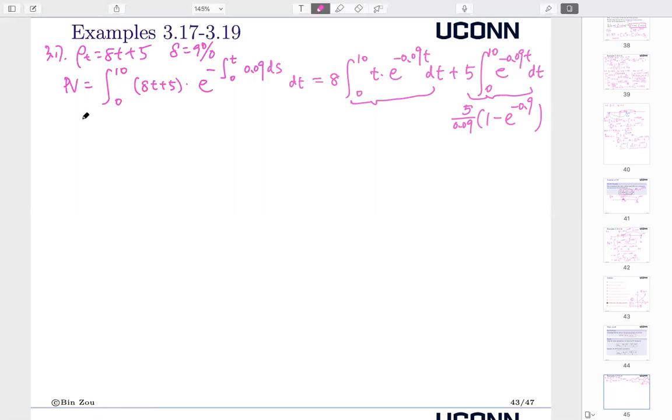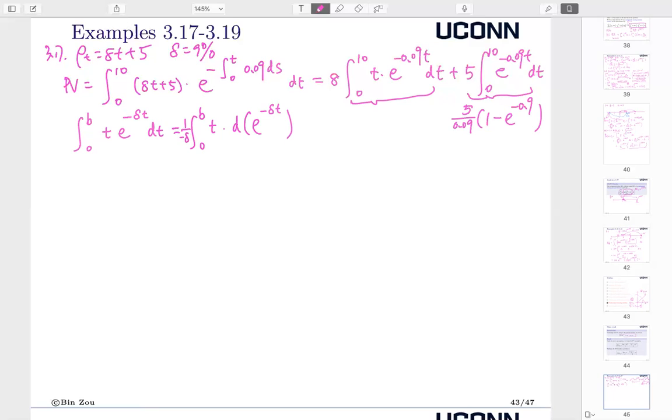Let's do a general one. From 0 to what do you want to use? Let's use b. And here we use t e to the negative delta t. So I do this more generally. For this particular case, for b you plug in 10, and for delta you plug in 0.09. So let's do integration by parts. Let's move the more complicated term inside. Then obviously I need to divide by the negative delta in front.